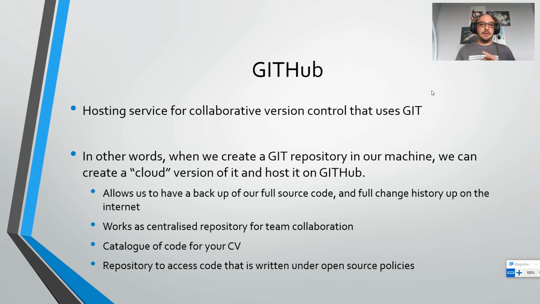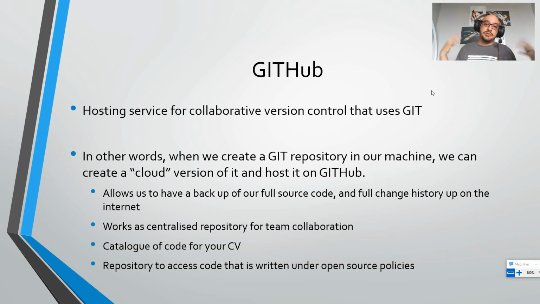We'll see a little diagram in a second that hopefully will help illustrate that. But in other words, this is going to allow us to do a couple of things. First of all, it will allow us to have a backup of all the source code that we've written up in the cloud. The second thing it allows us is a centralized repository for team collaboration. So if you have multiple people working on the same project, they all will refer to the centralized GitHub Git repository. It also works as a catalog for all your code, so you can showcase that in your CV.